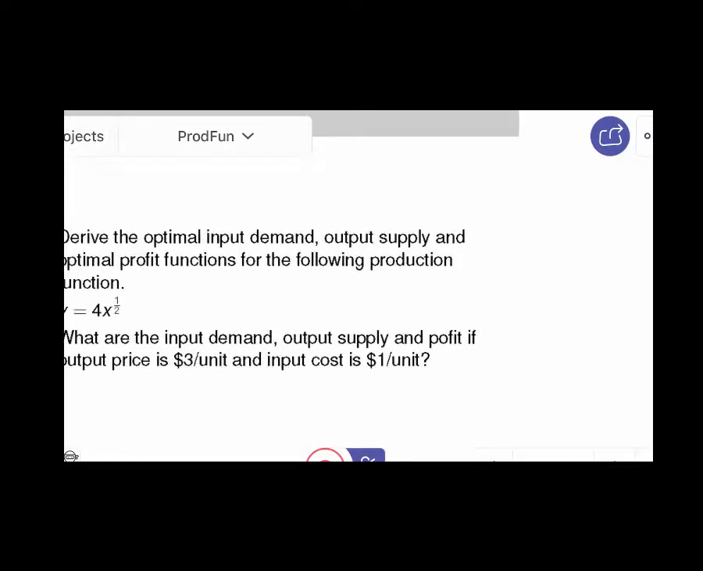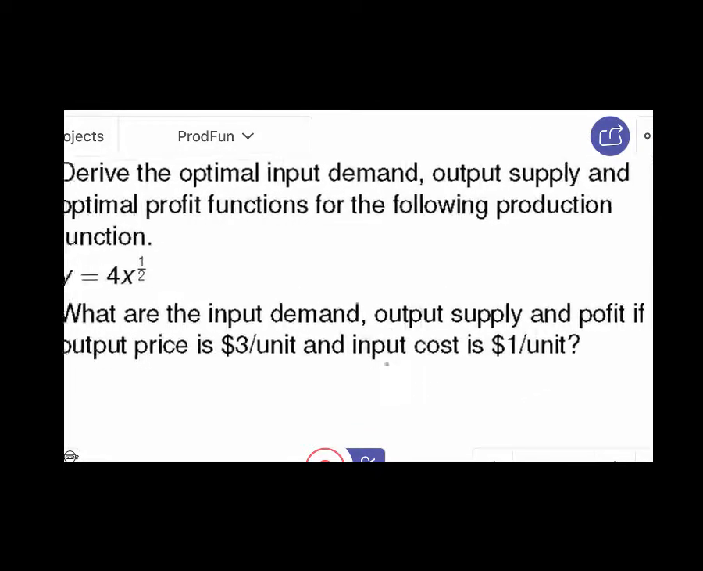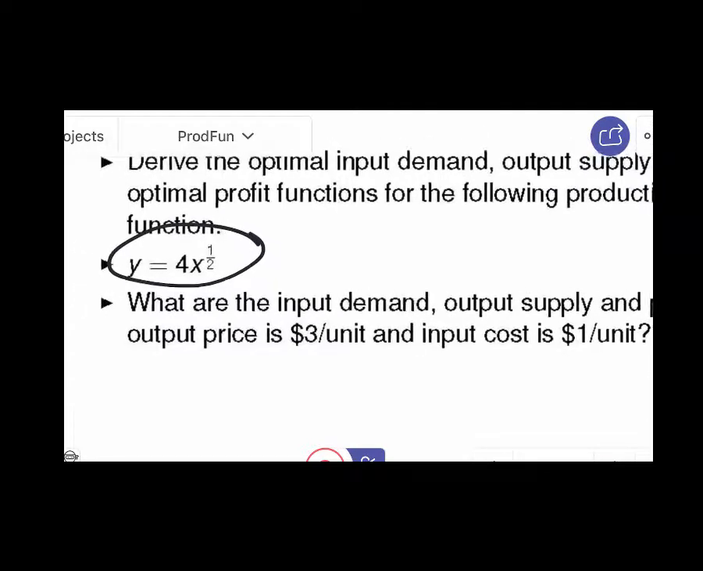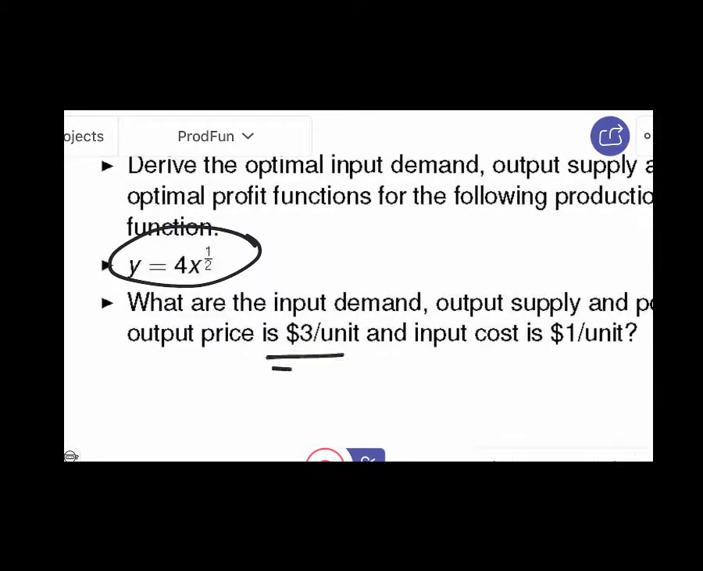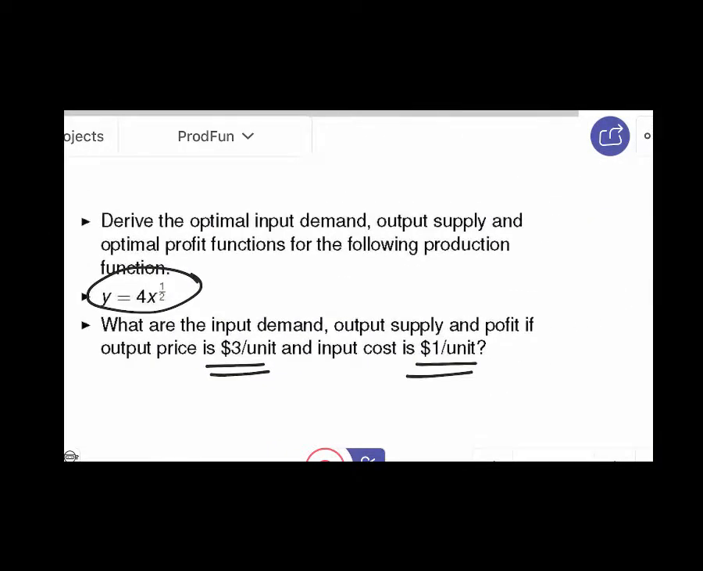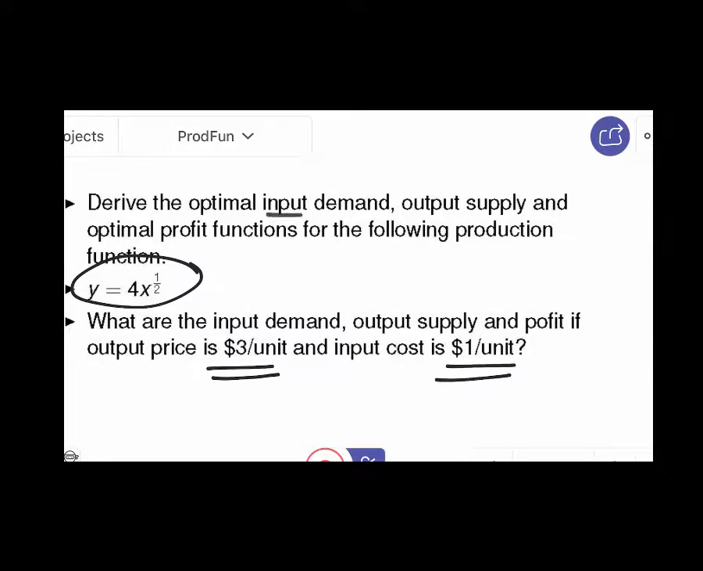For example, if we have the production function, the square root one we saw earlier, where y is a function of x in such a way that output equals 4 times the square root of the input x. And if you have output prices and input prices being 3 and 1, then you can think of what the input demand is, what the output supply is, and what the optimal profit functions are.